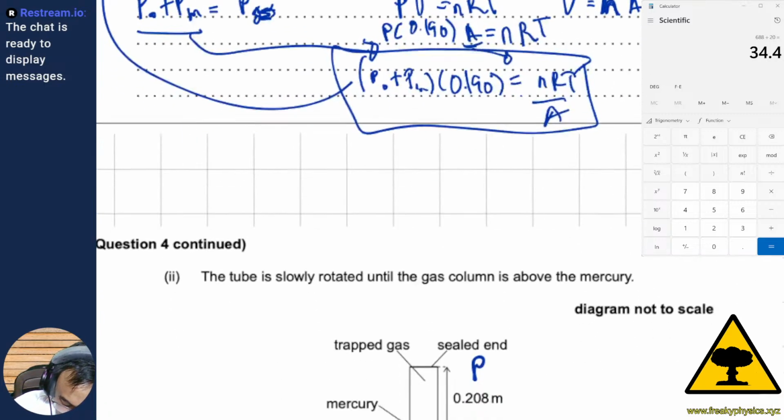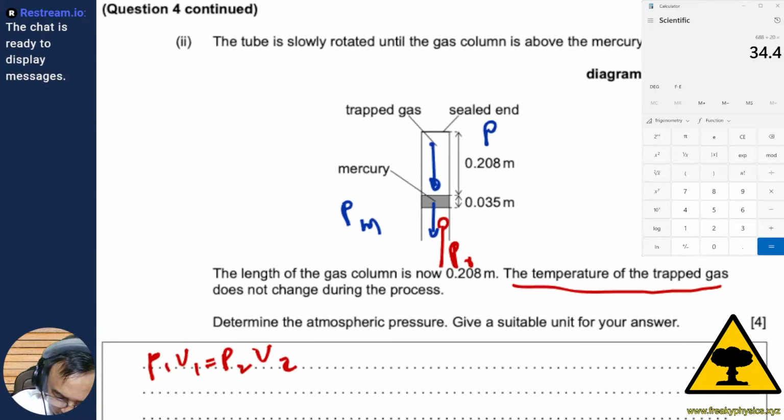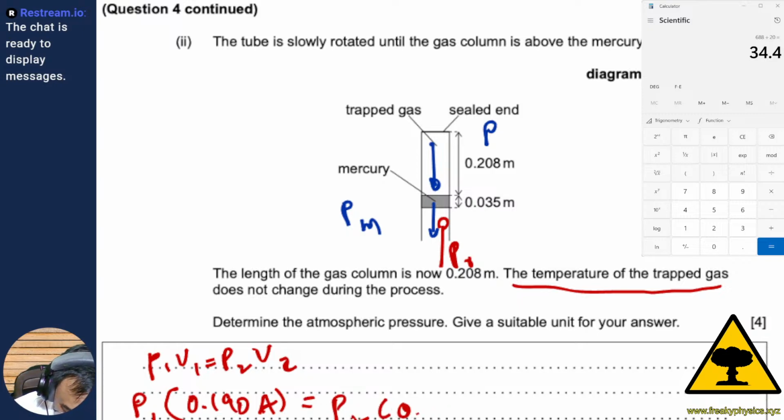We don't know the P of the gas just yet. So in this case, P1 times 0.190A should be equal to P2 times 0.208A. So the A cancels out. So from here, P2 will be equal to 0.190 over 0.208 P1. So that's the first part we need.